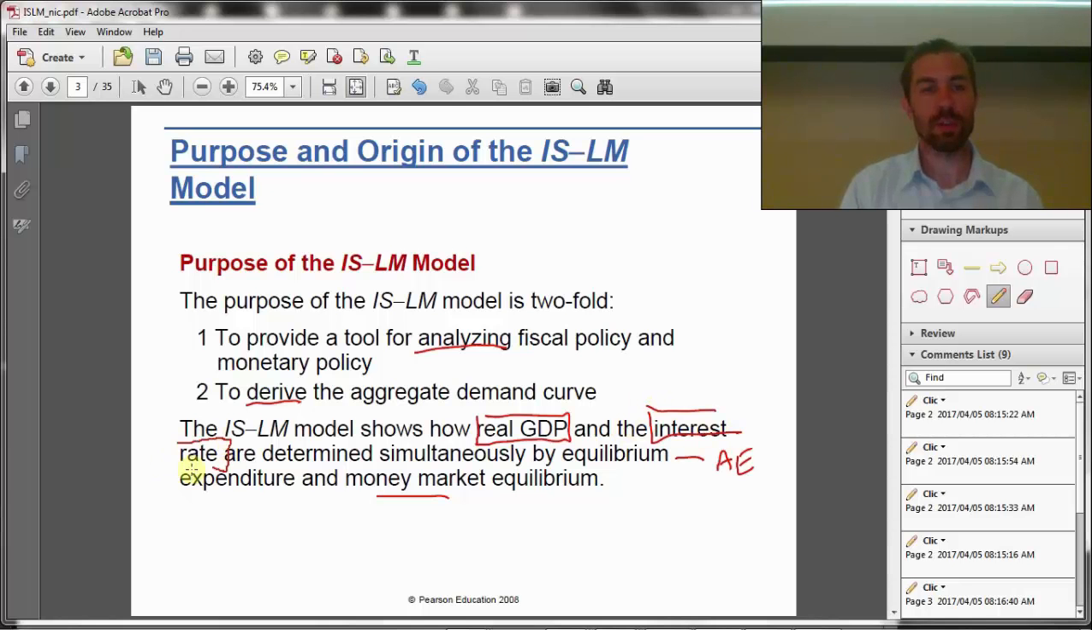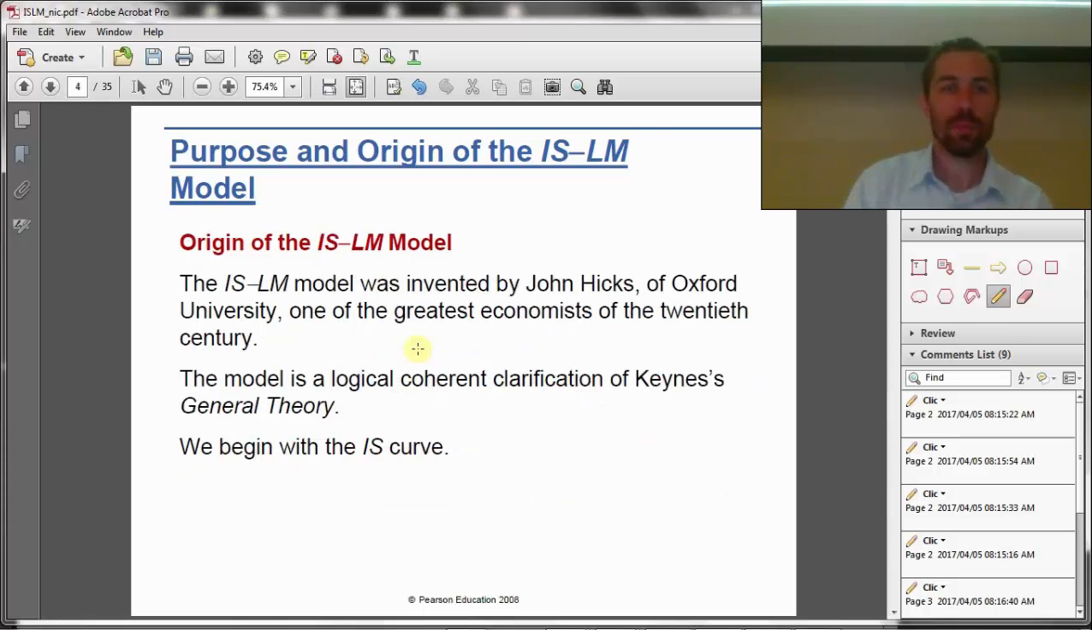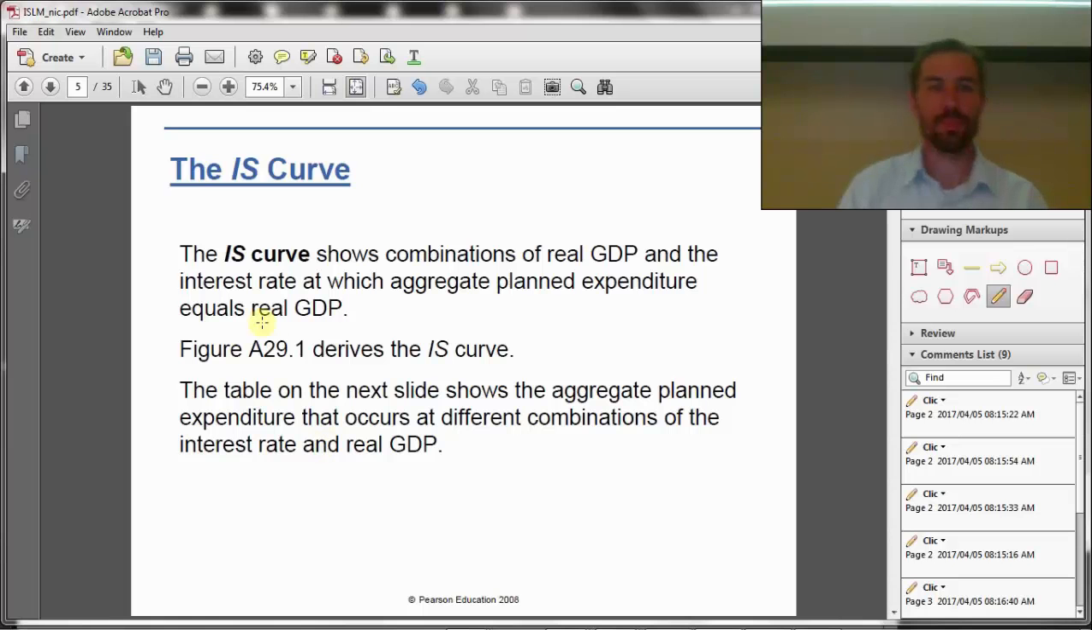We've seen that interest rates influence the aggregate expenditure model. We've seen that interest rates are determined within the money market. That means there must be some relationship between the money market and the aggregate expenditure model. That's what our ISLM diagram or ISLM model helps us to nail down. Initially invented by John Hicks, we begin with the IS curve. The IS curve shows the combinations of real GDP and interest rate at which aggregate planned expenditure equals real GDP.